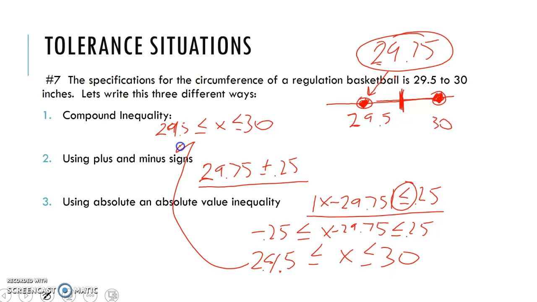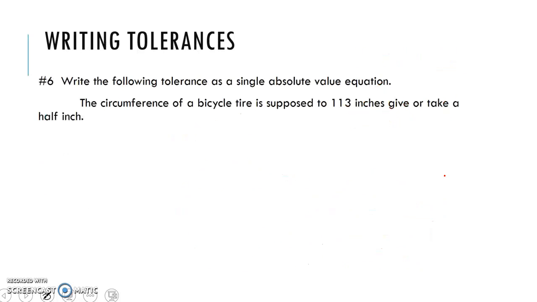And you can see this is exactly what we have here. And so as an absolute value inequality, this is the number that we want it to be. That's our target. This is called the tolerance, because it represents how far away we can be from what we want. And so that's why this is called a tolerance situation.